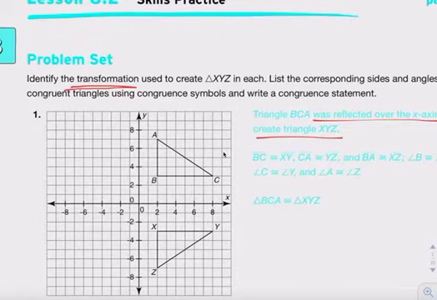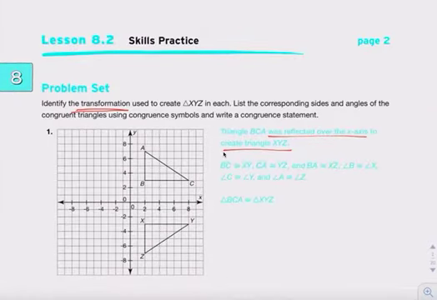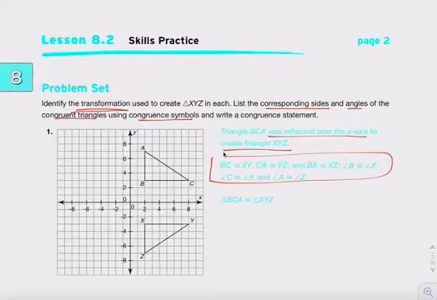Then list the corresponding sides and angles. There's the congruency of corresponding sides and angles of the congruent triangles using congruent symbols. Look at the congruent symbols. And then write a congruent statement. Here's a congruent statement.